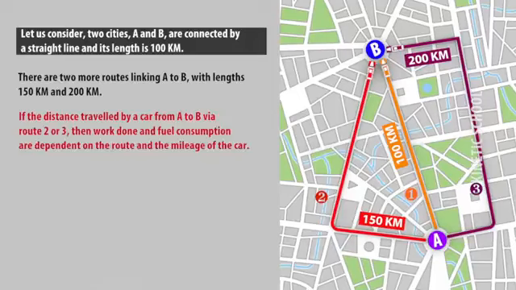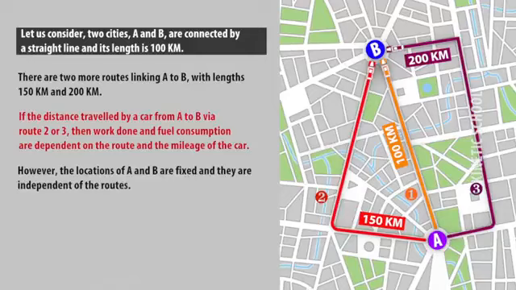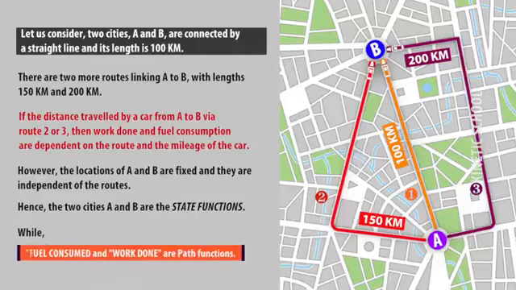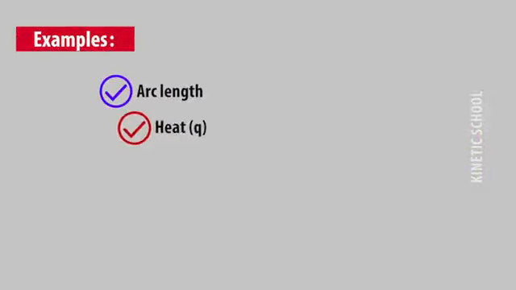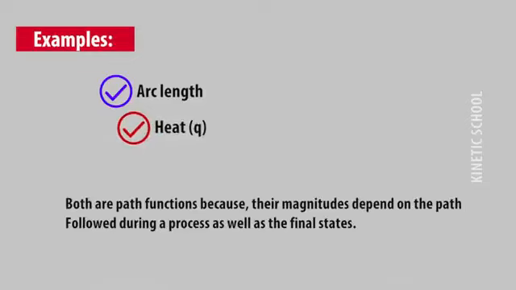If a car travels from A to B via route 2 or 3, then work done and fuel consumption depend on the route and the mileage of the car. However, the locations of A and B are fixed and independent of the routes. Hence, the two cities A and B are state functions, while fuel consumed and work done are path functions. Similarly, arc length and heat are both path functions because their magnitudes depend on the path followed during a process as well as the final state.